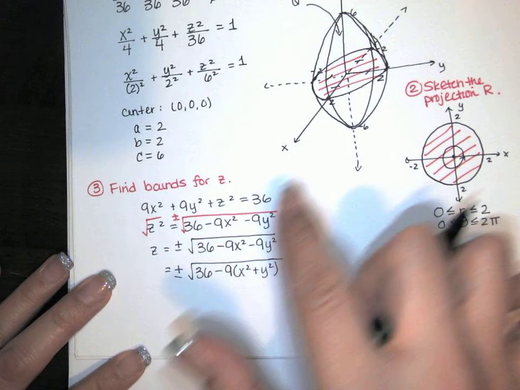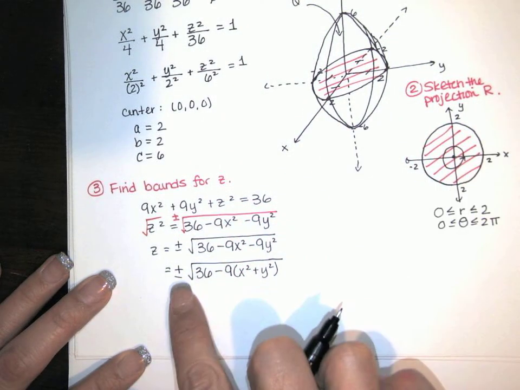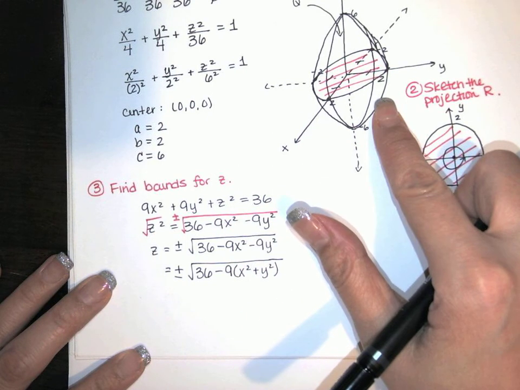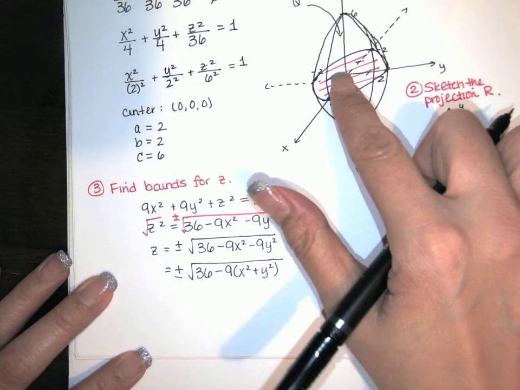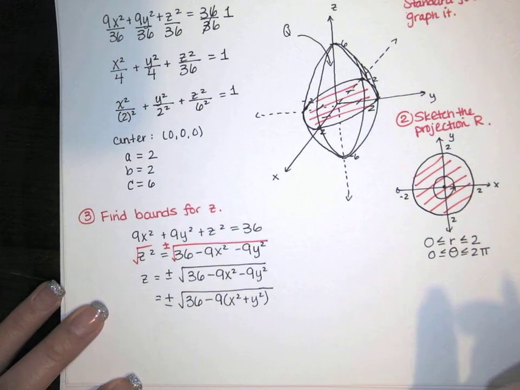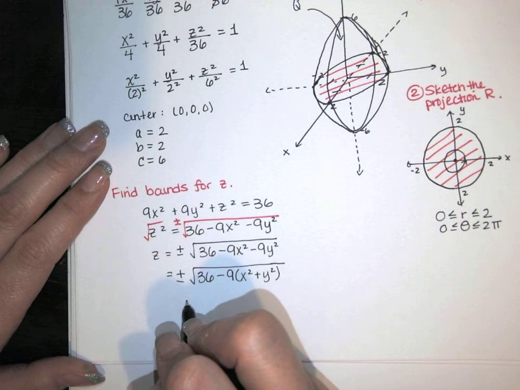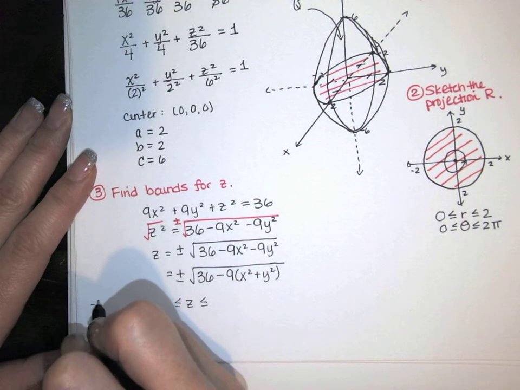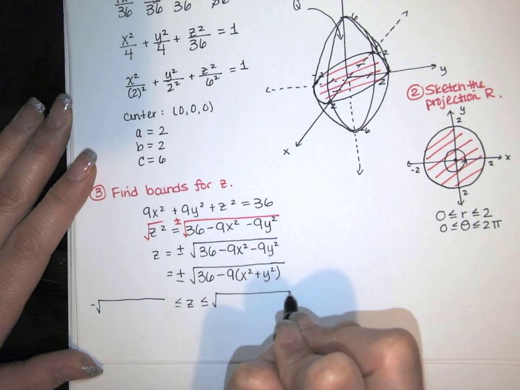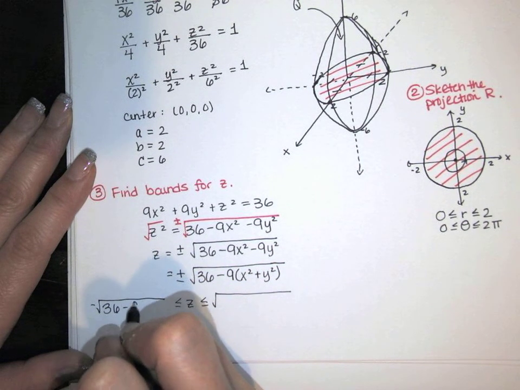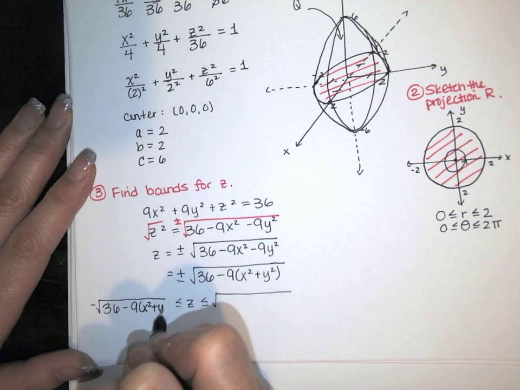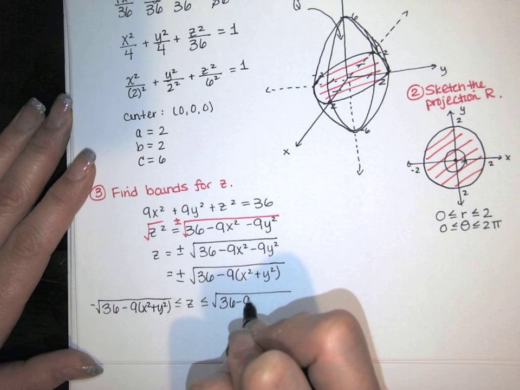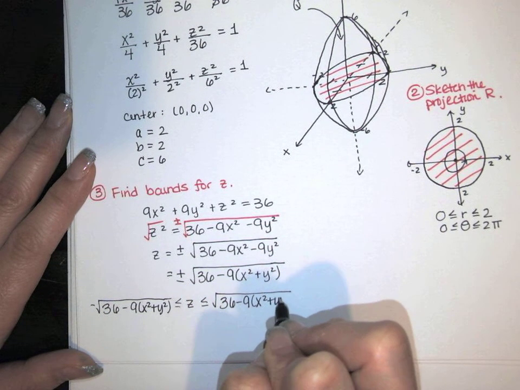Z goes from negative values, so the negative square root, that's the bottom, down here z is negative, to the positive square root, that's the top half of my ellipsoid. So the bounds for z, just in terms of x and y, are these. We go from the negative square root of 36 minus 9 times the quantity x squared plus y squared to the positive square root of 36 minus 9 times the quantity x squared plus y squared.